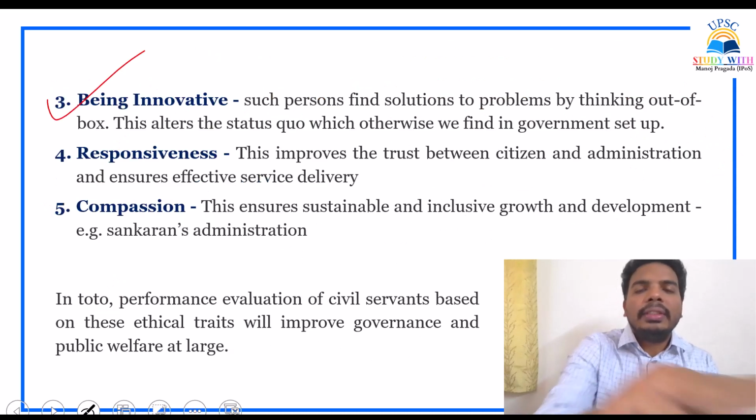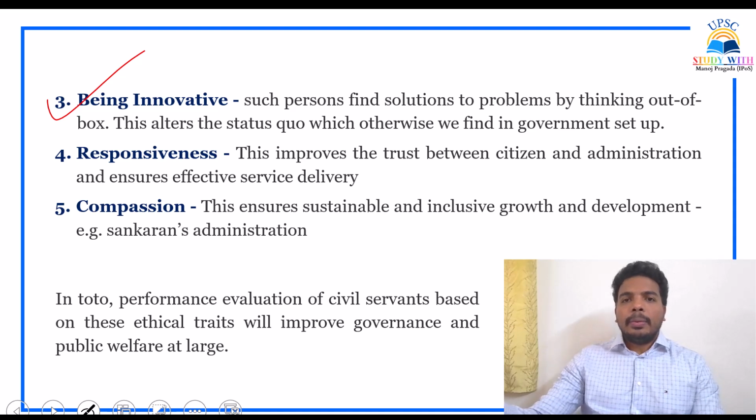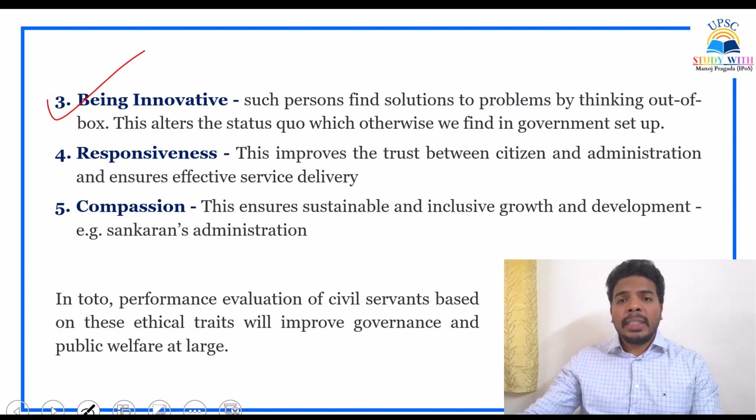Third is being innovative. This is very, very important. We have to reward those civil servants who are making innovations in their workplaces. With their innovations, they are making workplaces better, making governments better, delivering better. With those innovations, people are happy. There are so many innovations. Every year civil servants are called to Delhi and awarded, even by the Prime Minister. There is a Prime Minister's Excellence Award for Public Administration.